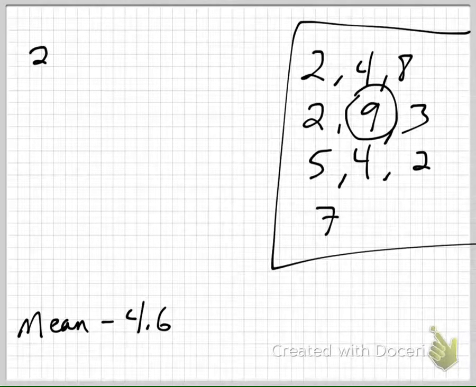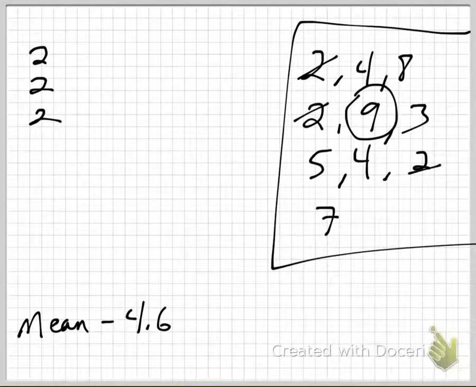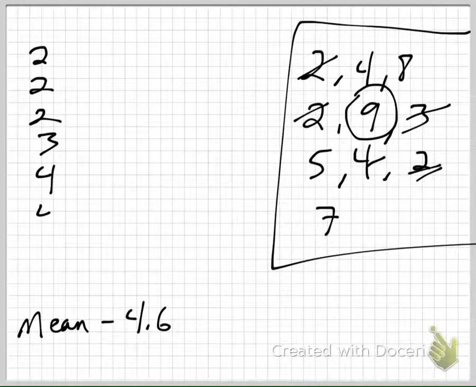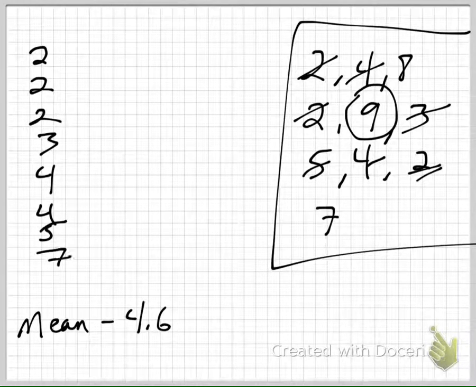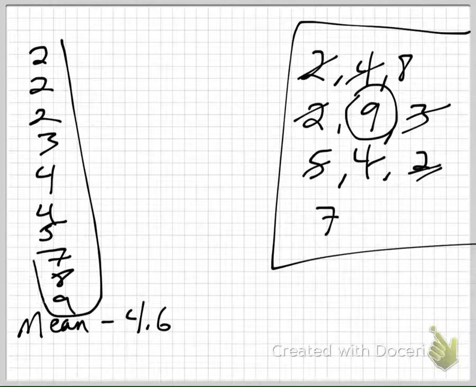You go 2. I would do this. I would start crossing them out. 2. There's another 2. There's another 2. There is a 3. There's a 4. There's another 4, there's a 5, there's a 7, and an 8, and a 9. There's my order, right? And now how would I know whether or not I have them all here?